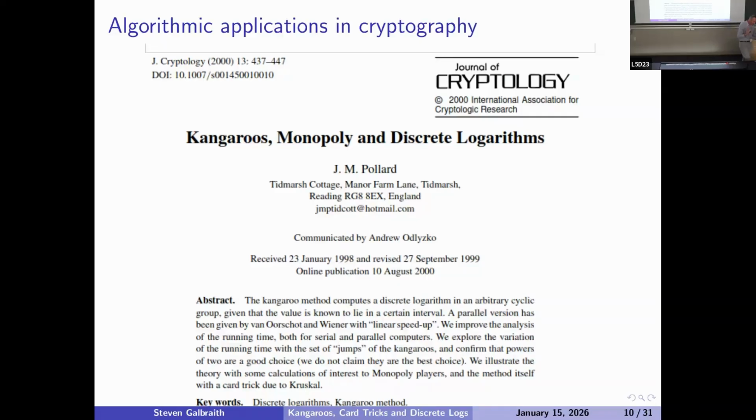I also want to draw attention, there's something beautiful about this paper, because John Pollard, for much of his career, was a kind of gentleman mathematician. He didn't have an institution. He's not worked as an academic. He worked for a company for a while. But at the time of this paper, he's already just basically living at home. So his affiliation is his home. And look how English this is. Tidmarsh Cottage, Manor Farm Lane.